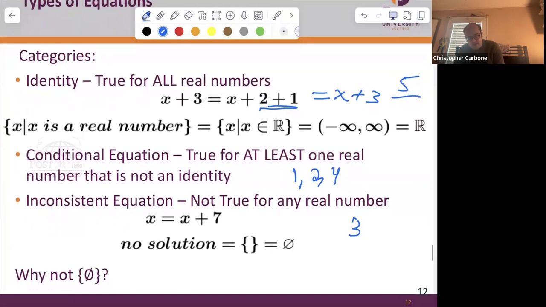And as I put here on the bottom, why not a set containing an empty set inside of it like that? The reason is because it's not empty. We have to show the emptiness, which is going to be with this empty set symbol for us to denote that in this particular case.